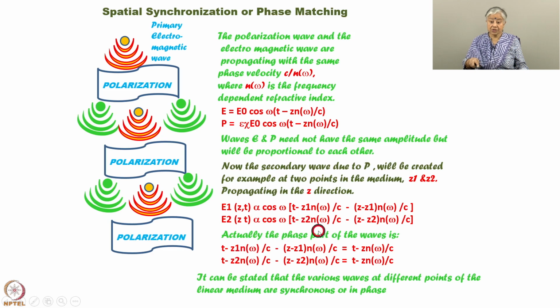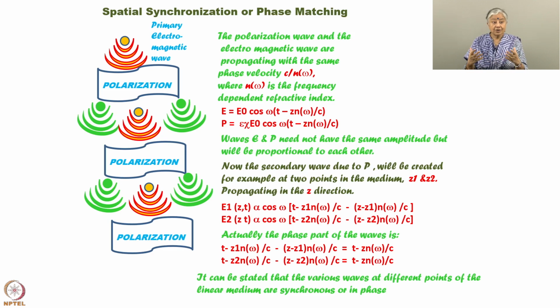Actually, the argument of cos omega, this part is the phase part of the wave. So, this phase part of the wave, I have just put it down here, the first one, it comes out to be t minus z n omega by c. If you just open out the brackets, you will come to this t minus z n omega by c. Both of them are identical. These two are identical. So, two new secondary waves which were created at point Z1 and Z2 reach the final destination with the same phase as the original primary wave.